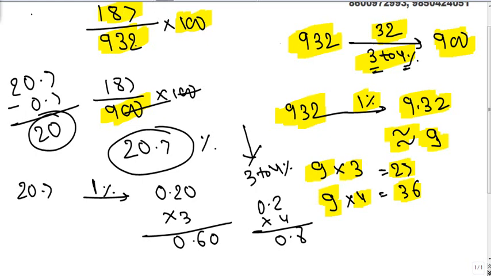Question was 187 upon 932. We reduce the denominator to a round figure. 932 to 900, we have made 32's difference, nearly 3 to 4% of the number. This is just approximate. We don't need to be very particular about the calculation. So whatever answer we get, we need to reduce by 3 to 4%. 1% of the answer is 0.2, 3% will be 0.6, 4% will be 0.8. So we need to reduce between 3 to 4%, let's say this. So answer is 20%.